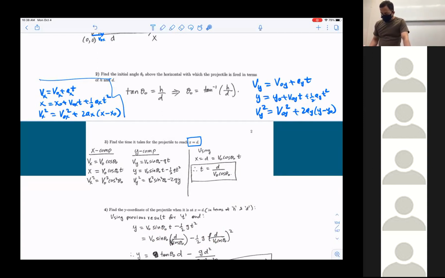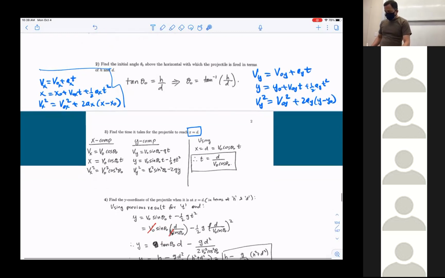And now you can do a bit of algebra. You know that sine theta naught over cosine theta naught is just tangent of theta naught. You see that the V naughts here cancel. These two V naughts cancel. And so therefore you're just left with tangent of theta naught times d. Sine over cosine is tangent. And what else over here? You have minus 1/2 g, so that's g over 2, d squared, and then this thing squared is V naught squared cosine squared theta naught. So that is your height.